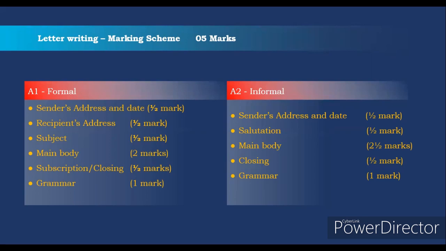Once again, as we have discussed, no informal letter, so I can say it is not required. So now it's time to move ahead.